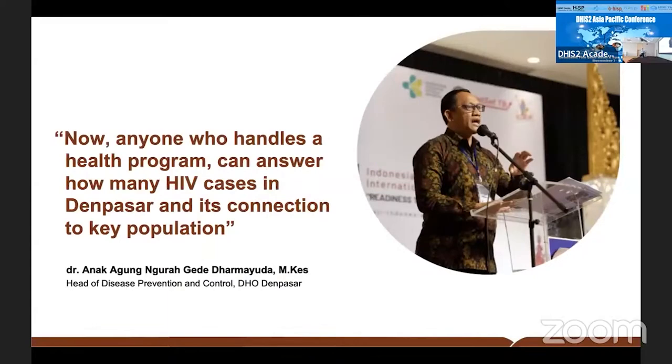One of the stakeholders said that with DHIS2, now anyone who handles a program within Denpasar city can also answer how many HIV cases are in the city and also its connection to the key populations. So it's not only accessed by the HIV program officer, but also by anyone who handles the program.